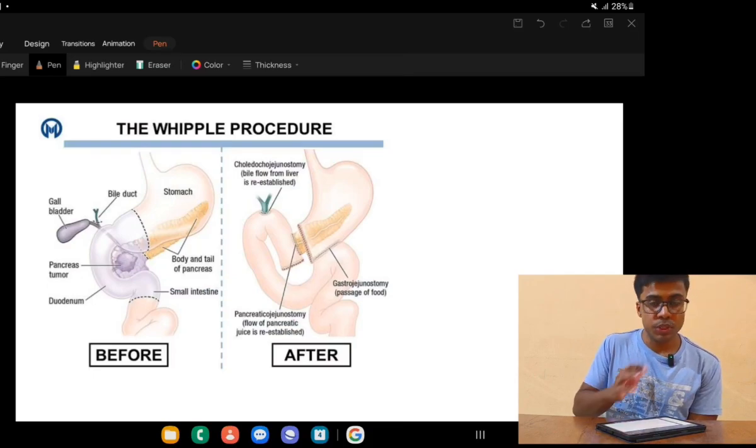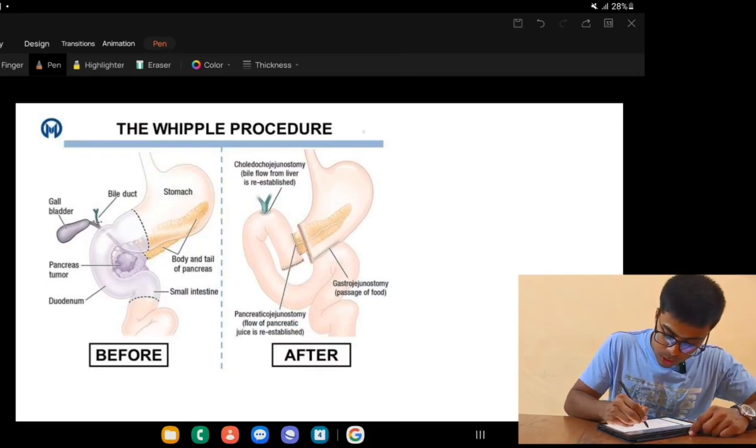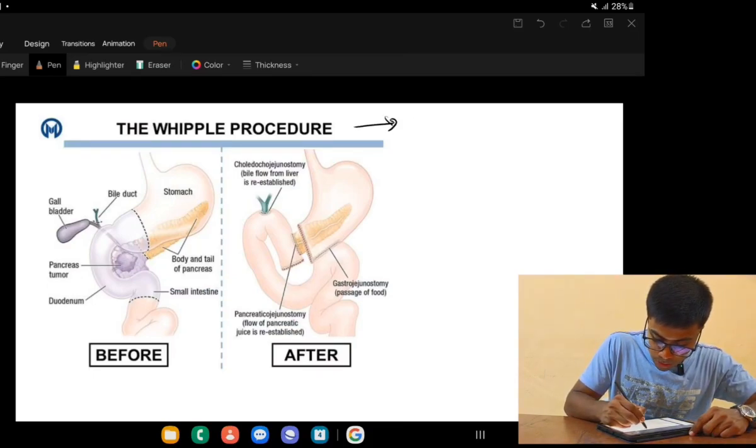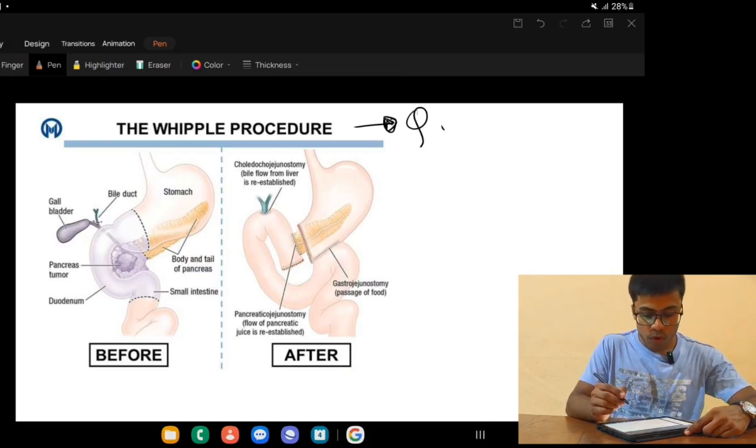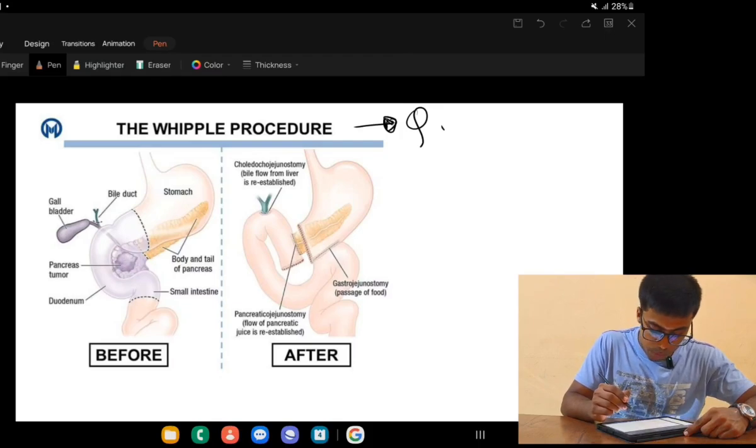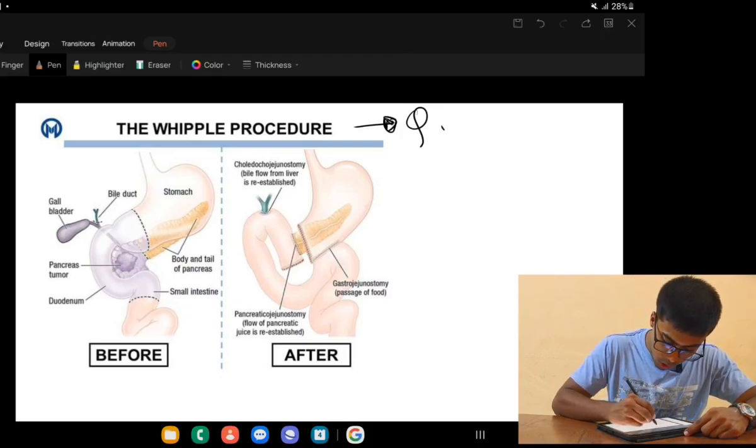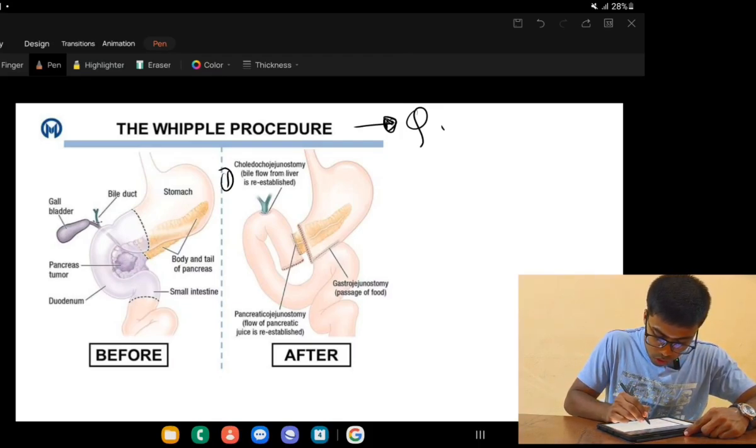Now this is Whipple's procedure. Questions will be asked on this, so this is the topic. What are the components of the Whipple procedure? That can be questioned. One, choledochojejunostomy, where the bile flow from the liver is re-established, that is, the bile hepatic duct is attached to the jejunum directly.